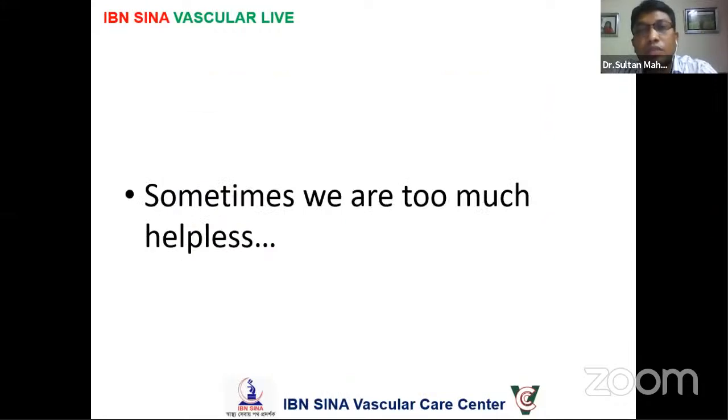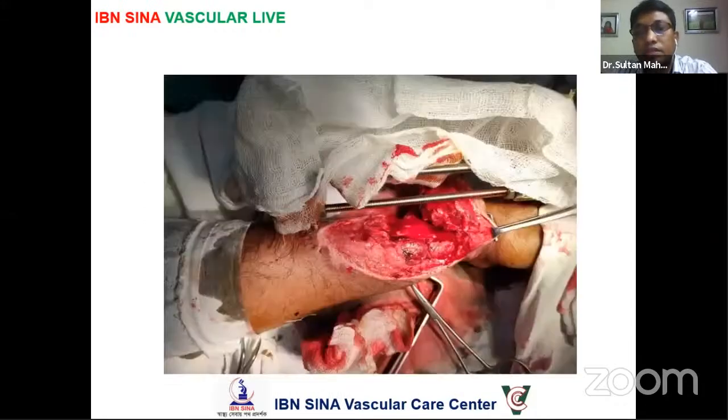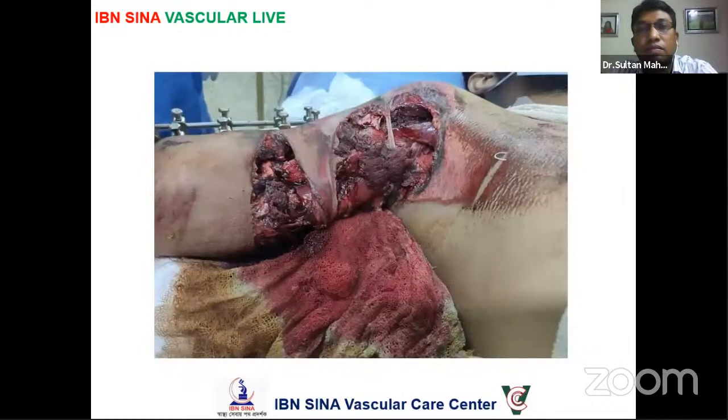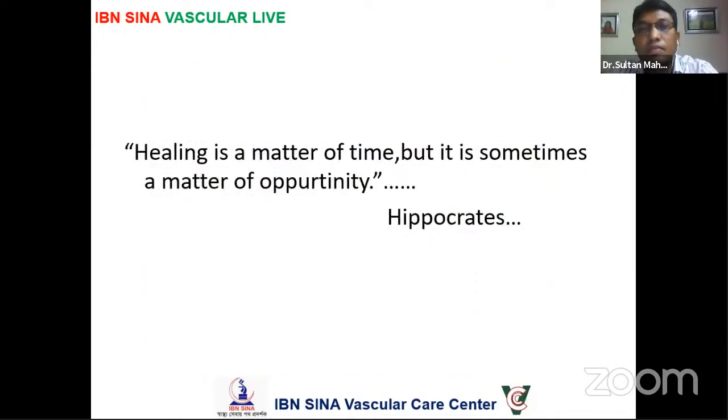Sometimes we are too helpless. In those cases, we cannot do anything for the patient's benefit, because of time. Healing is a matter of time, but it is sometimes a matter of opportunity.